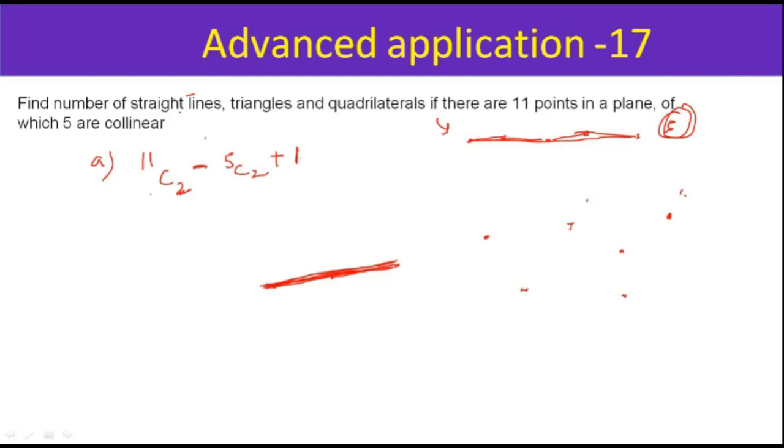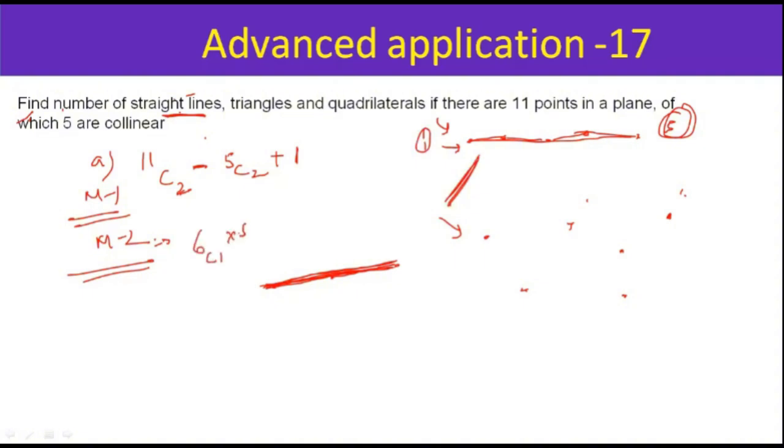And hence the answer to the first question, number of straight lines, is what? Total 11 points, 11C2 minus, I removed all the permutation combination within the collinear points. So it's minus 5C2, but I then added it back, so +1. So method 2 is exactly the same that he is discussing. You can take any one point from here, any one point from here, and then you can join them. So it is 6C1 into 5C1, and then join them and you'll get a line.